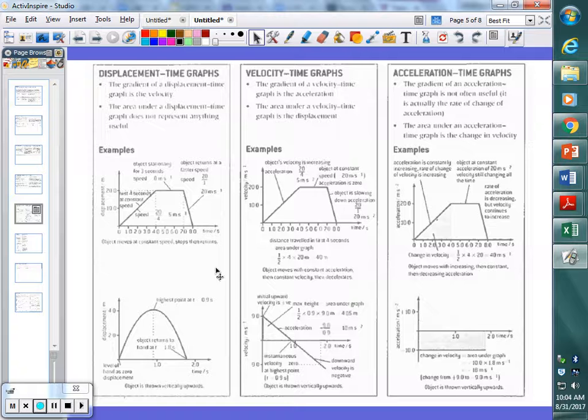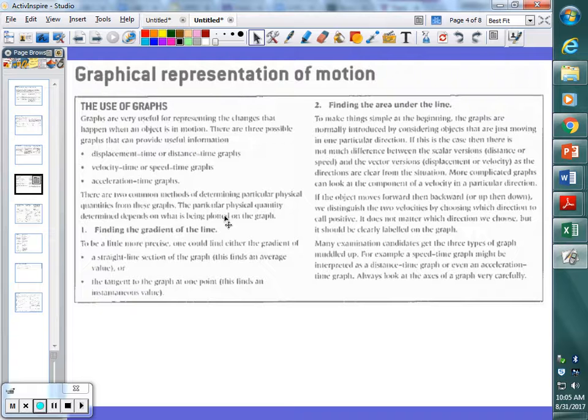All right, the middle section, velocity time graphs. Velocity time graphs actually can be used to tell us two things. In this page, we said there's two things that we can look for in graphs. One is finding the slope. Two is finding the area. I know I'm zoomed in, but finding the slope, finding the area.